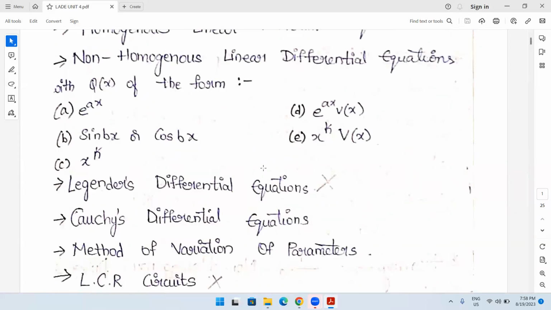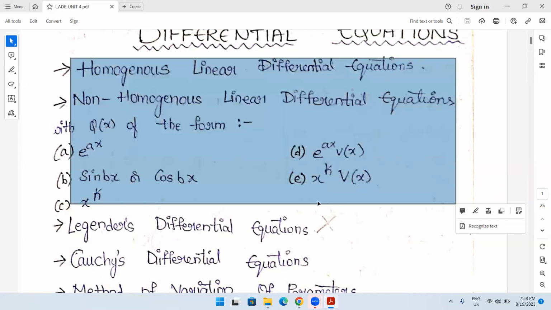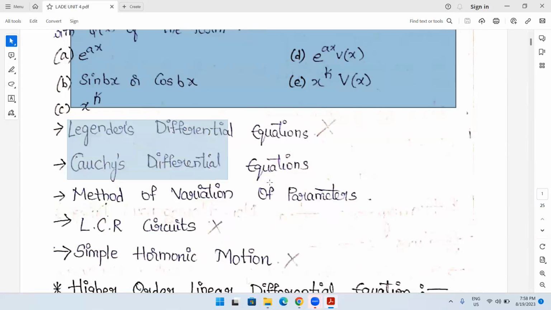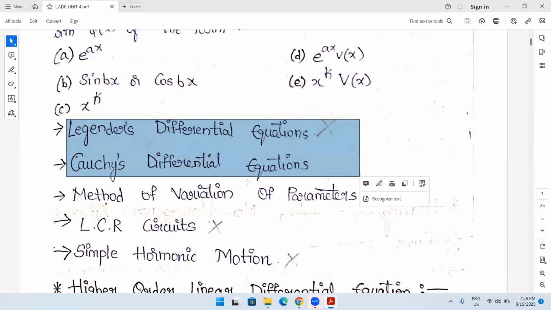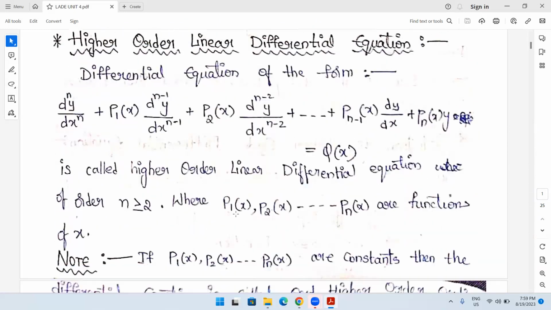Here we shall see the first two topics, homogeneous and non-homogeneous. These two have constant coefficients, where p1, p2, and so on up to pn are constants, whereas Legendre's and Cauchy's differential equations have variable coefficients, that is p1 of x, p2 of x, and so on up to pn of x are functions of x. Method of variation of parameters also has constant coefficients. In every type, q of x is a function: even though p1, p2, up to pn are constants, q of x, the right hand side, is definitely a function of x.